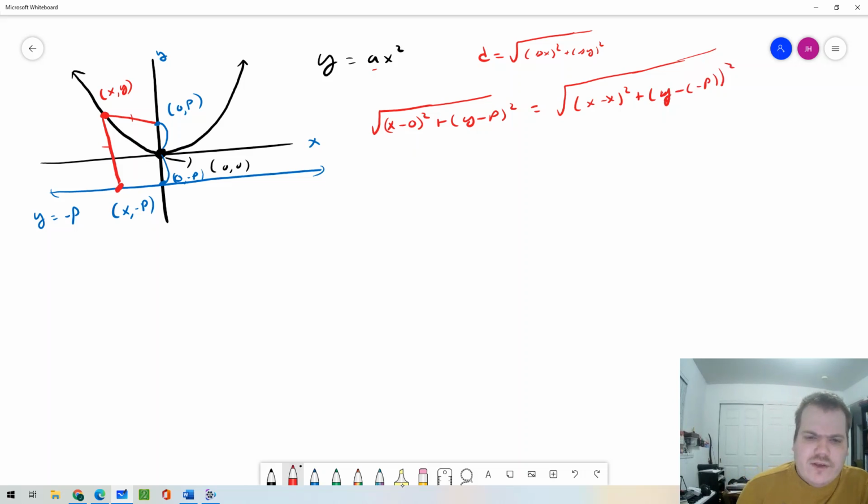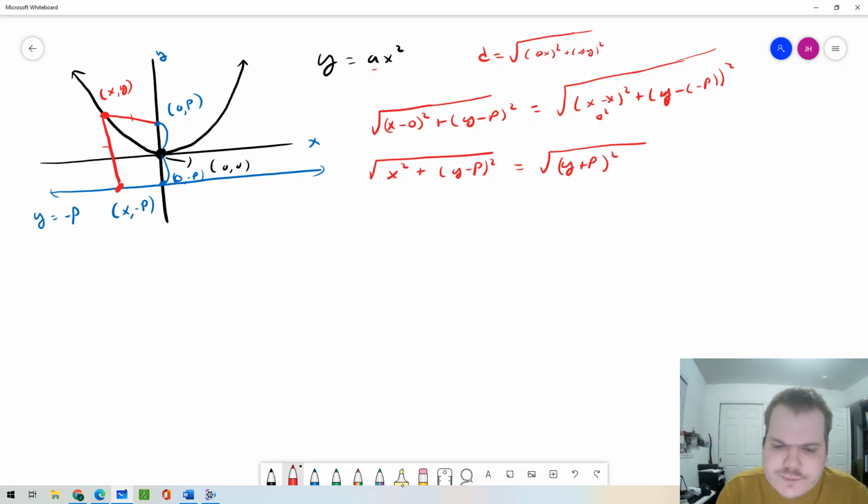So let me rewrite this. And x minus 0, that's just x. So this is going to be the square root of x squared plus y minus p squared is equal to the square root. Now x minus x is actually just 0, so let me get rid of this, because that would be 0 squared. 0 squared is 0. So I can just write this as y plus p complete square. And now I'm down to this.